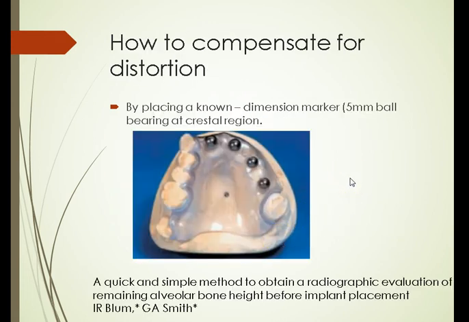So how do we overcome this distortion from the PA? Well, one of the things you can do is take any known object. What we like to do is use 5mm steel balls. So you have a known object, anything that you can think of. For us, it's a 5mm steel ball, and you place it at the place where you're going to put the implant. It's a quick and easy method for radiographic evaluation, and it helps eliminate the distortion we get from the periapical radiograph.